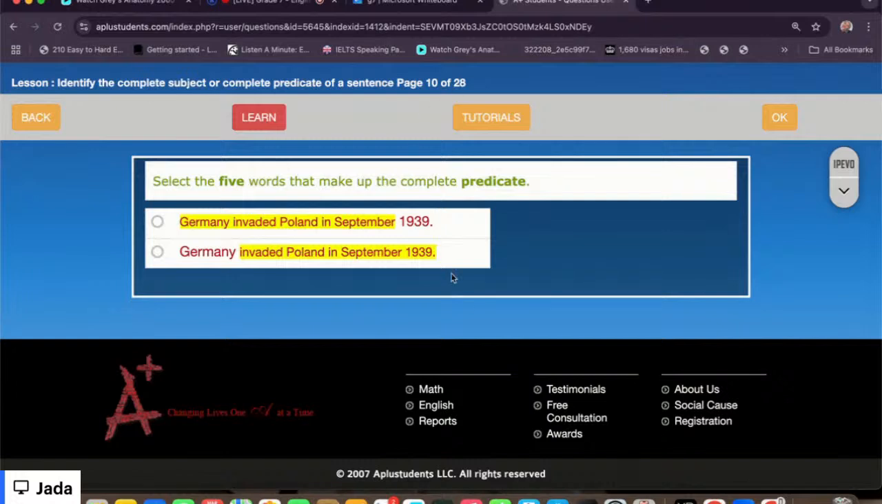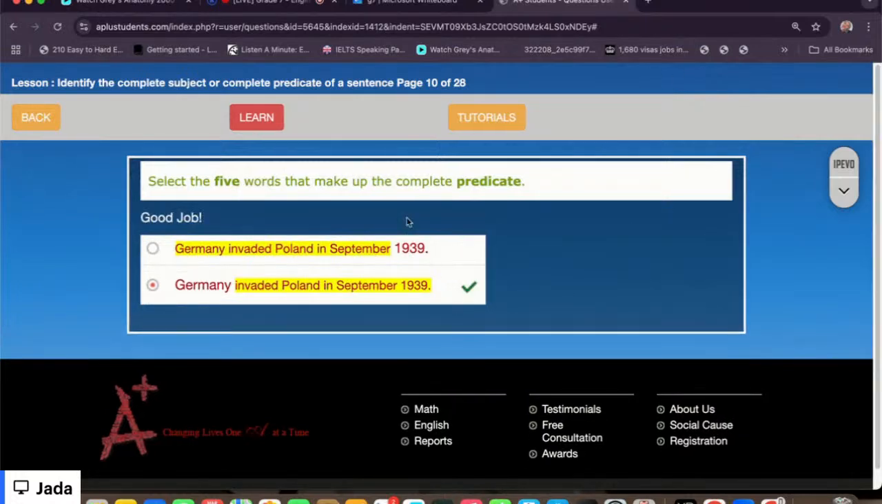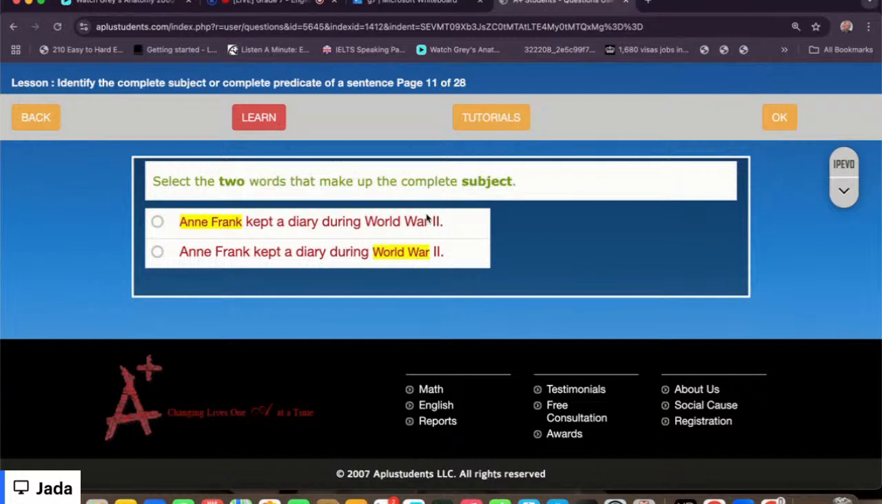Alright, so these over here are the three words that make up the complete predicate. Alright, so two words that make up the complete subject. Anne Frank kept a diary during World War II. So, what are the two words that make up the complete subject?